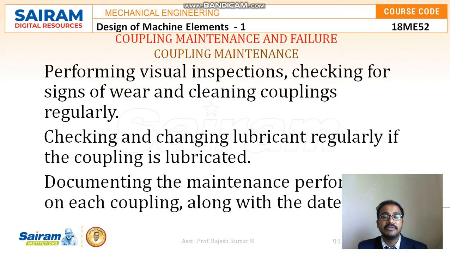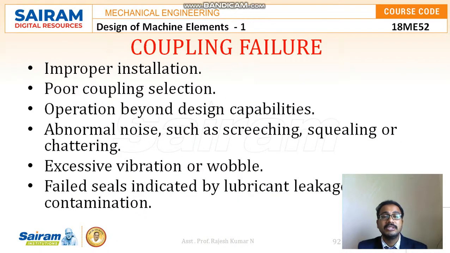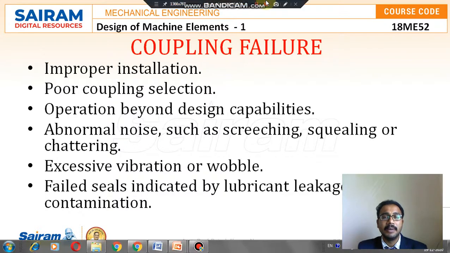Now, coupling maintenance and failure. Maintenance includes performing visual inspections, checking for signs of wear, cleaning couplings regularly, checking and changing lubricant regularly if the coupling is lubricated, and documenting the maintenance performed on each coupling along with the date. And what are the causes of coupling failure? Improper installation, poor coupling selection, operation beyond design capabilities, abnormal noise such as screeching, squealing, or chattering, excessive vibration or wobble, and failed seals indicated by lubricant leakage or contamination. These are some of the causes of coupling failure.